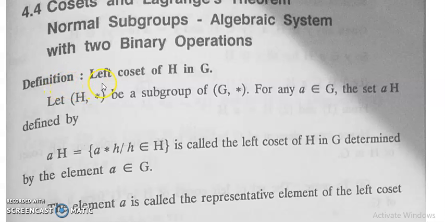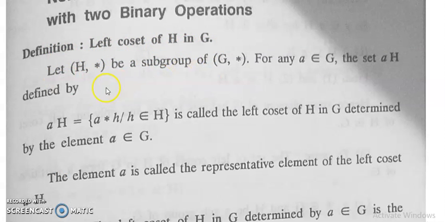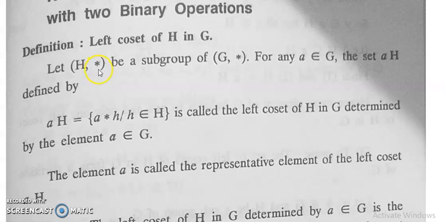Next definition, left coset of H in G. Let (H, *) be a subgroup of (G, *). For any a element of G, the set aH, defined by aH equal to the set of all a * h such that h belongs to H, is called the left coset of H in G determined by the element a of G.